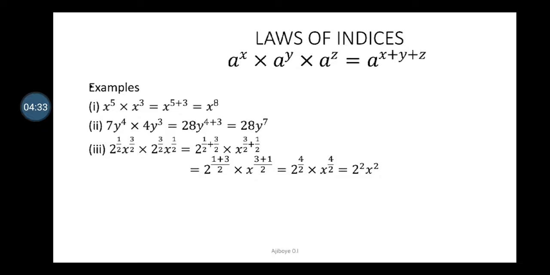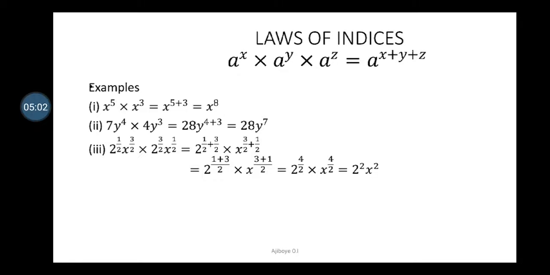What the law is saying is that if you have system of indices and all the index numbers have the same base, all you need to do is to pick one base and sum the indices. That is, you pick, for instance, a as the base of these index numbers, write just one base a, and then you add all the powers.